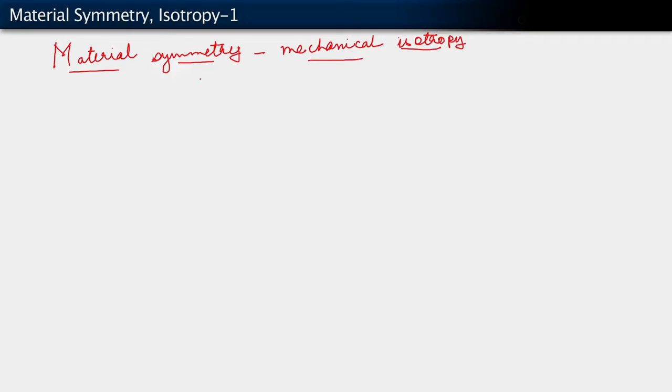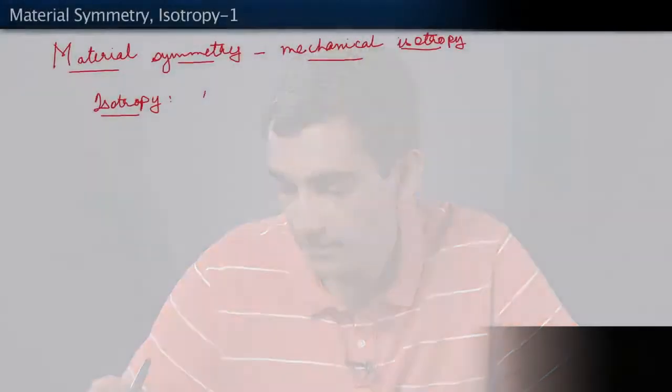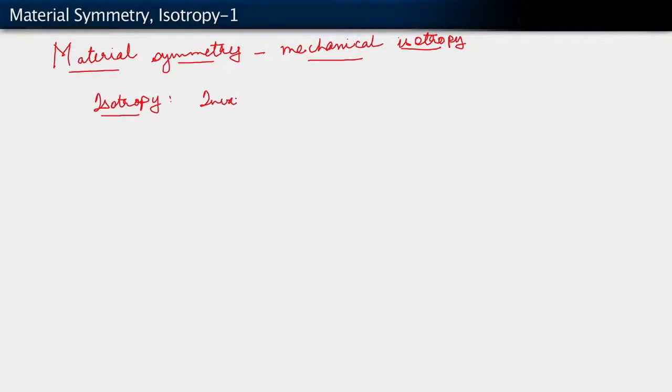Okay. Let me start by saying what we mean by isotropy. Chances are this is a term that's familiar to you. So just think about where you've previously seen the use of that term. Chances are you've heard of a material being referred to as isotropic or anisotropic. The term isotropy, it's a mathematical term. It simply means invariance with respect to direction.